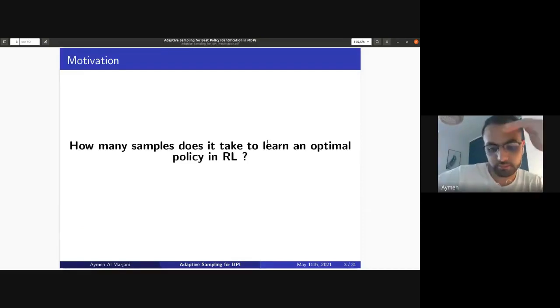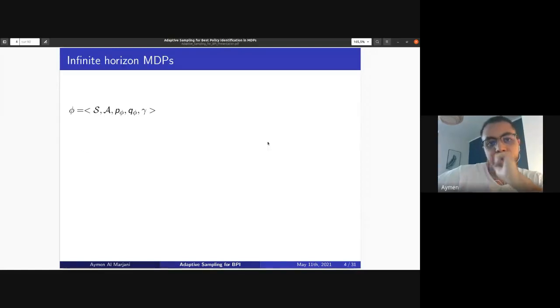So why study best policy identification? Simply because we want to know how many samples it takes for a reinforcement learning agent to learn an optimal policy. And I think it's no secret to anyone here that sample efficiency is a very important issue in reinforcement learning applications.